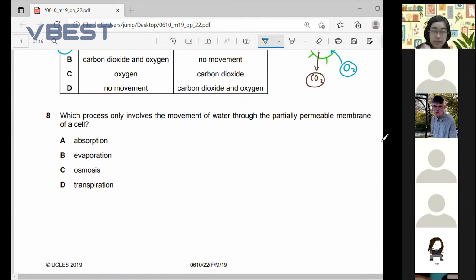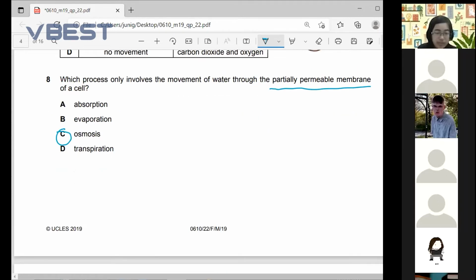Number 8. Everyone's saying C. Which process only involves movement of water through the partially permeable membrane of a cell? When there's a membrane, this is going to be osmosis. Next one.